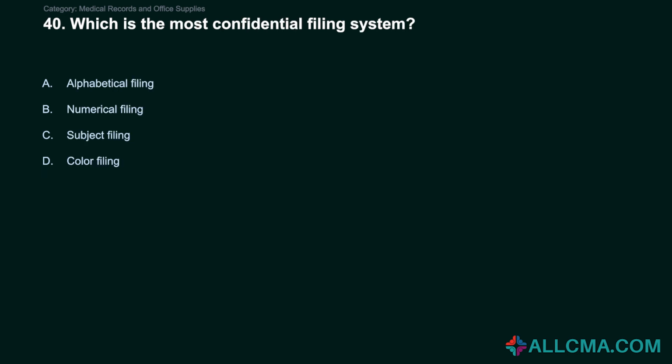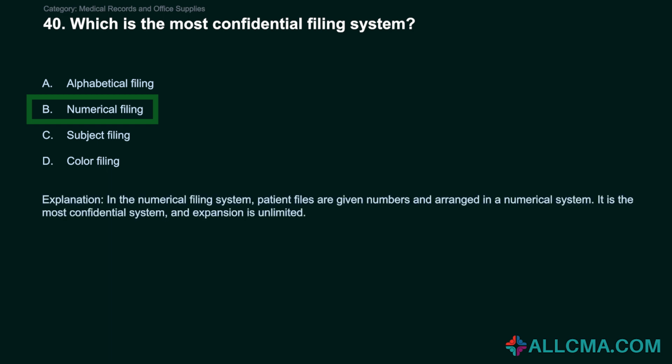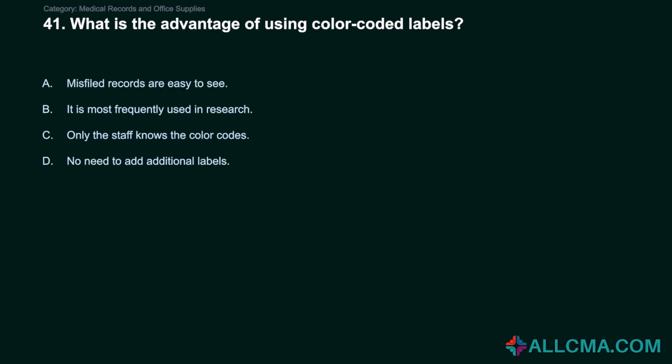40. Which is the most confidential filing system? A. Alphabetical filing. B. Numerical filing. C. Subject filing. D. Color filing. Correct answer, B. Numerical filing. In the numerical filing system, patient files are given numbers and arranged in a numerical system. It is the most confidential system, and expansion is unlimited.